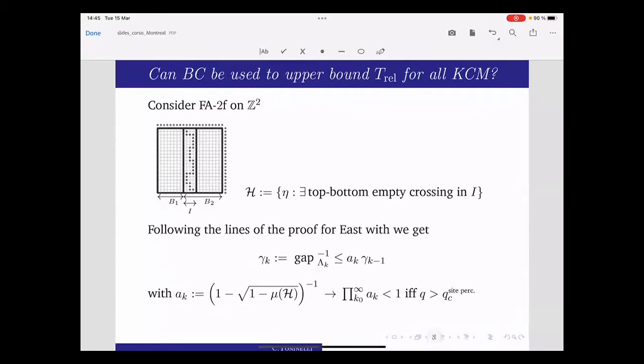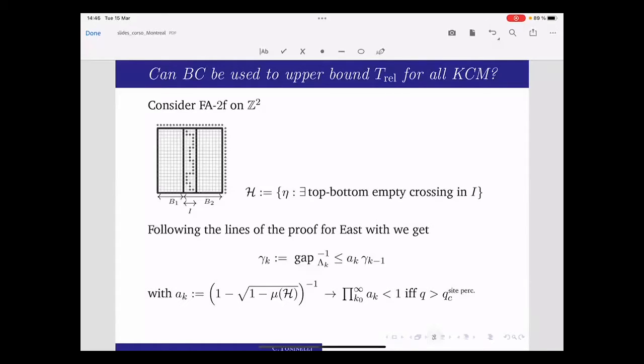of, so in this case, for the block dynamics, the relaxation time will be upper bounded, but will be going to 1 when K, the size of the volume, goes to infinity, only if the value, the equilibrium density Q, is in a regime such that we have with high probability a crossing of empty sites. So only if the density Q is bigger than the critical density for site percolation.